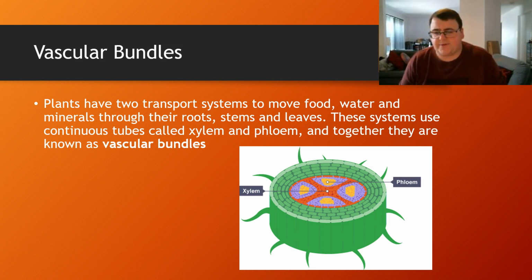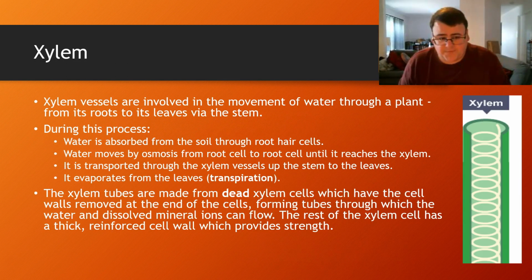So plants have two transport systems to move food, water, and minerals through their roots. They are the vascular bundles, which are made up of the xylem and phloem. We're going to look at the xylem and phloem in more detail in this PowerPoint. So first off, the xylem.